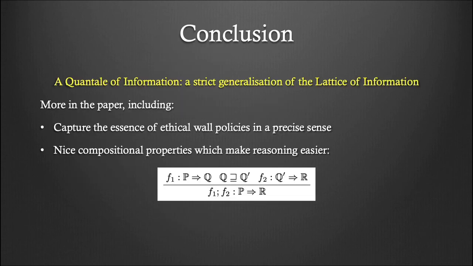So in conclusion, in this paper we introduce a quantale of information, a strict generalization of the lattice of information. And in the paper we show how this captures in a very precise sense the essence of the ethical wall policies. We also show a number of other things, including that our model satisfies nice composition properties, which hopefully paves the way for static analyses of disjunctive information flow. Thank you for your attention.